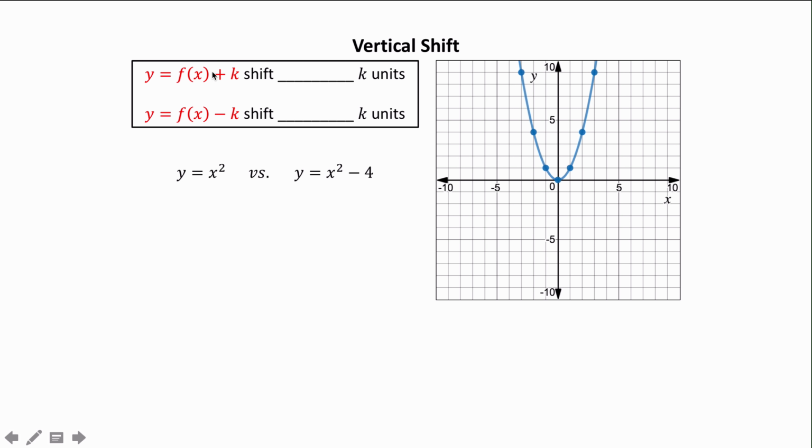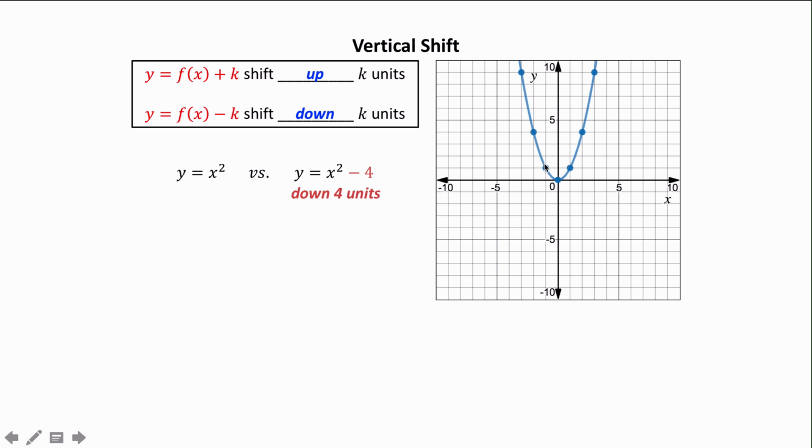So when you add some value to your function, it's going to shift your function up k units, whatever the value of k is. If you're subtracting some value of k, it's going to shift it down that number of units. So if we're looking at this example, y equals x squared versus y equals x squared minus 4, this negative 4 is going to cause our graph to shift down 4 units.